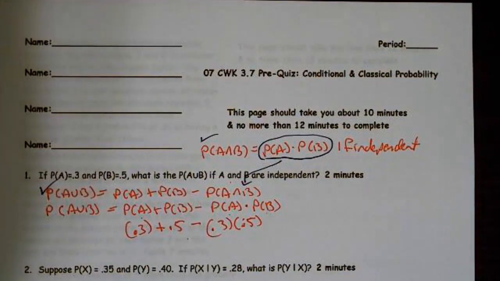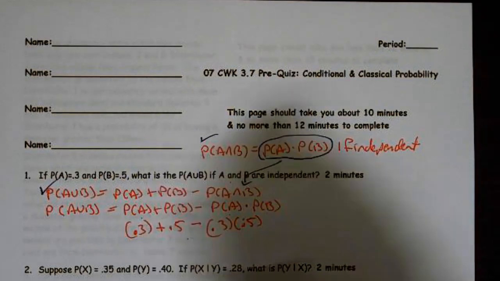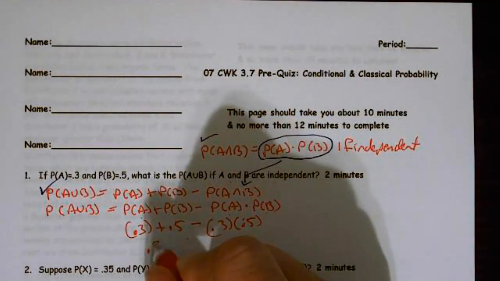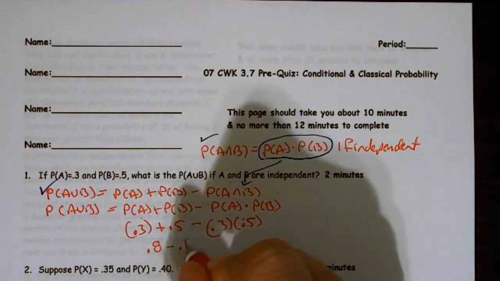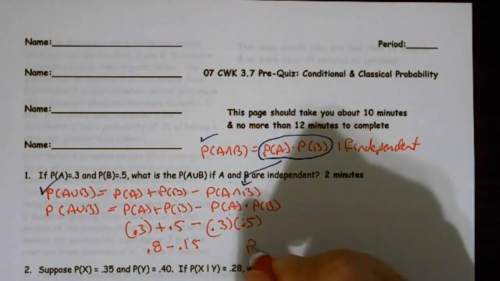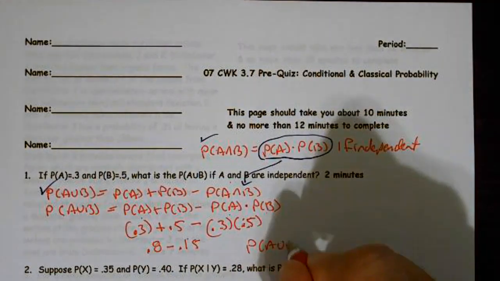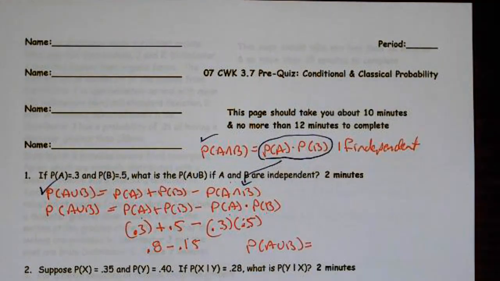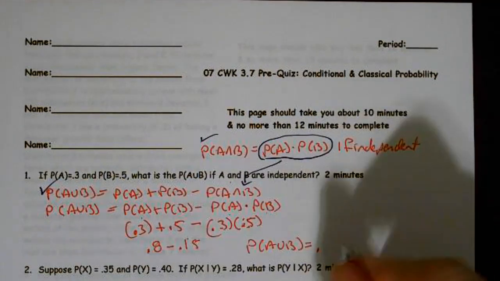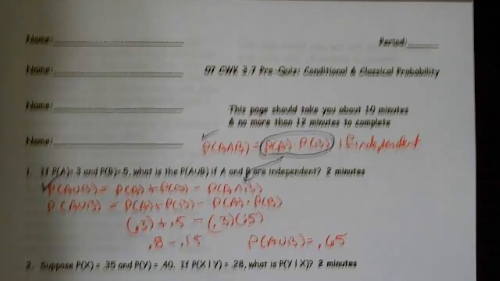So in this case, 0.3 plus 0.5 gives me 0.8 minus 0.15, that's this times this. So the probability of A union B equals 0.8 minus 0.15 or 0.65. All right, continuing on.